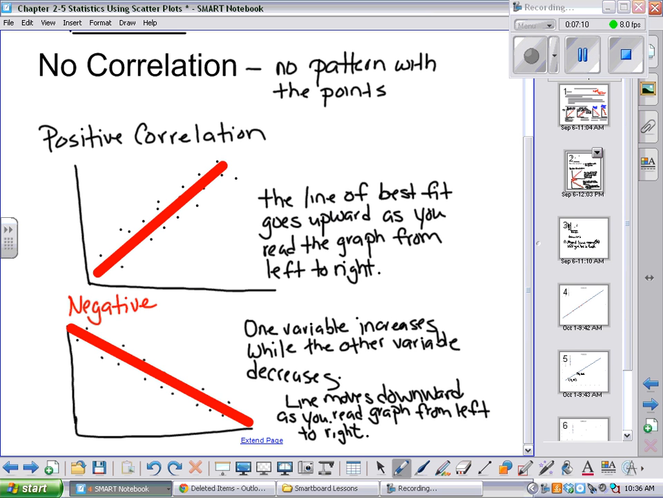All right, so those are the three different types of correlations. A positive correlation, remember, both are increasing.